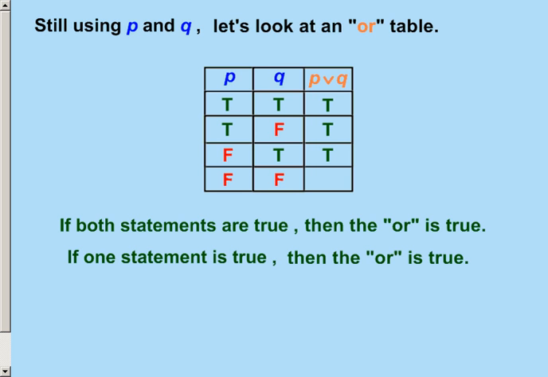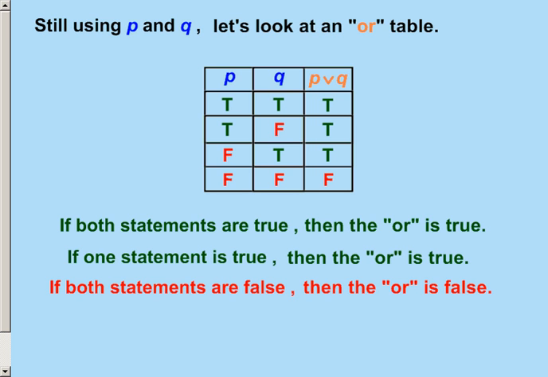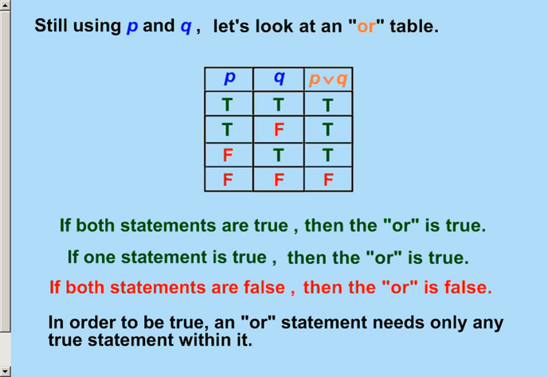And then the last situation would be both statements being false. If that happens, then your OR statement is absolutely going to be false because there is no truth to any of the information that is going into the OR statement. So in order to be true, an OR statement needs only any true statement within it.